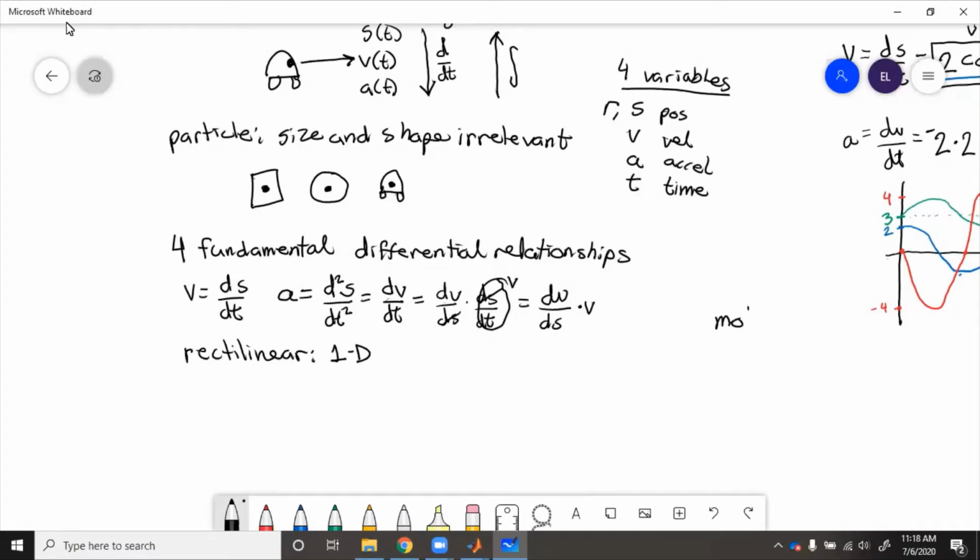So motion can be divided into rectilinear and curvilinear. Rectilinear is one-dimensional. Curvilinear is 2 or more dimensional. So for curvilinear motion, position, velocity, and acceleration all become vectors.